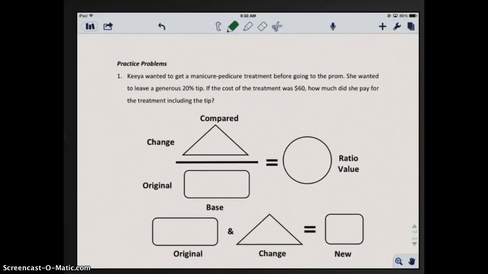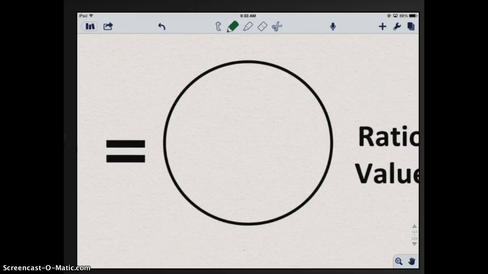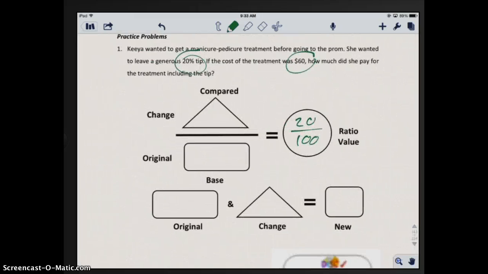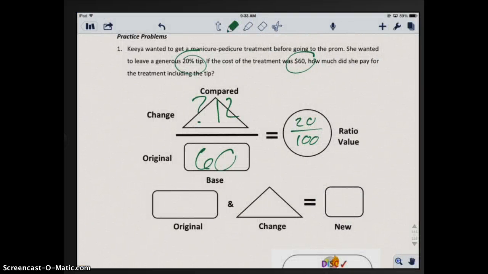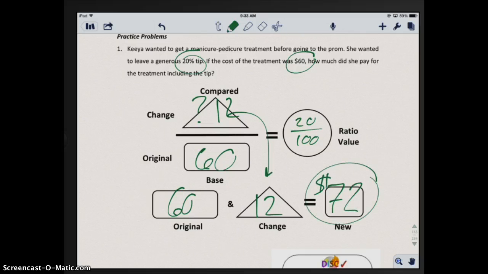Kia wanted to get a manicure pedicure, or otherwise known as a mani-pedi, treatment before going to the prom. She wanted to leave a generous 20% tip. The cost of treatment was $60. How much did she pay, including the tip? So 20% tip, put that there. $60 is what it costs. So she's going to figure out it's going to be 60 times 20 divided by 100. We have to find this change amount. 60 times 20 divided by 100. She's going to leave a $12 tip. So that goes right there. So it's $60 plus the $12. So she's going to pay $72, including the tip.